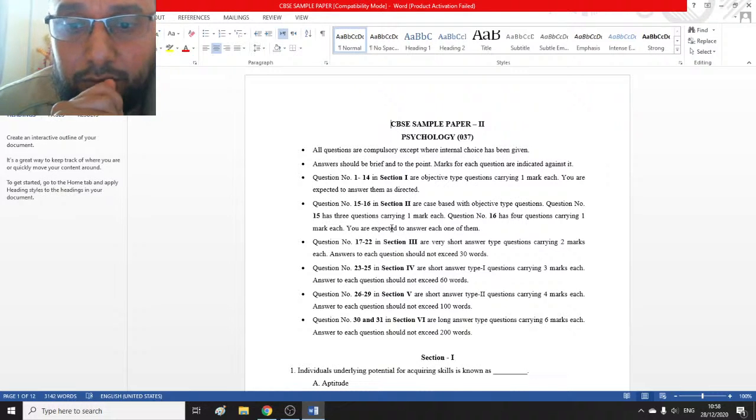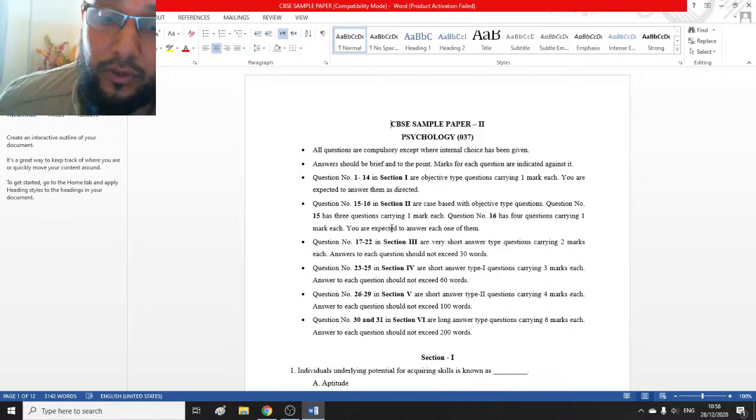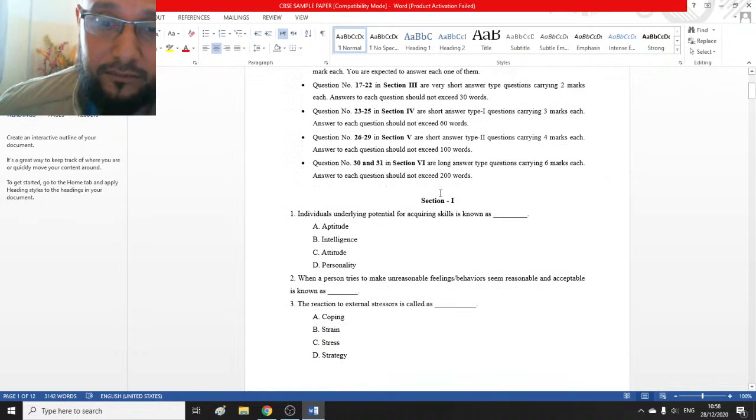From 17 to 22, it should be 30 words. 23 to 25, 60 words we are saying. Of course, if the word limit is increasing, it's okay. It's not a very strict parameter, but don't go below this. And section 5, you have 100 words, and section 6, you have 200 words. Let us see section 1.